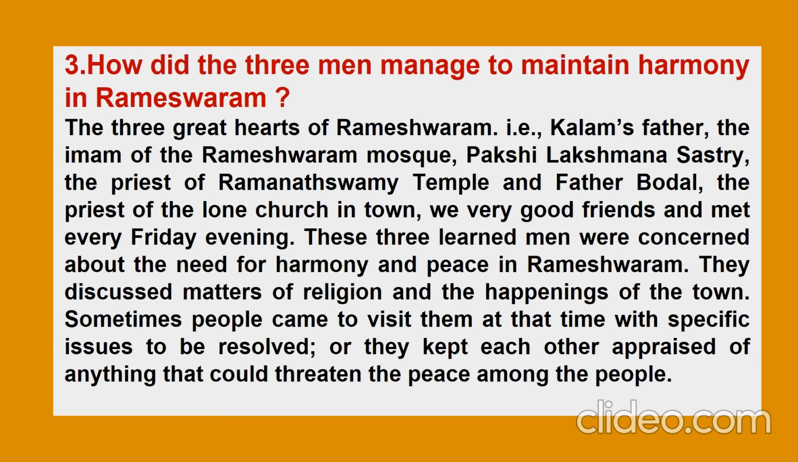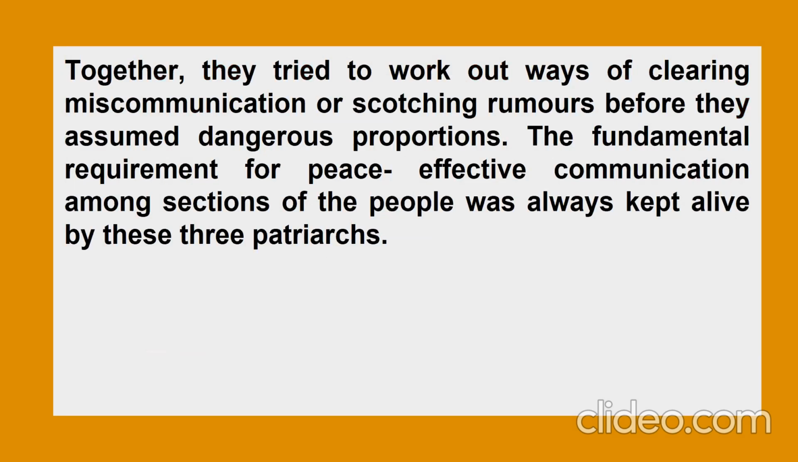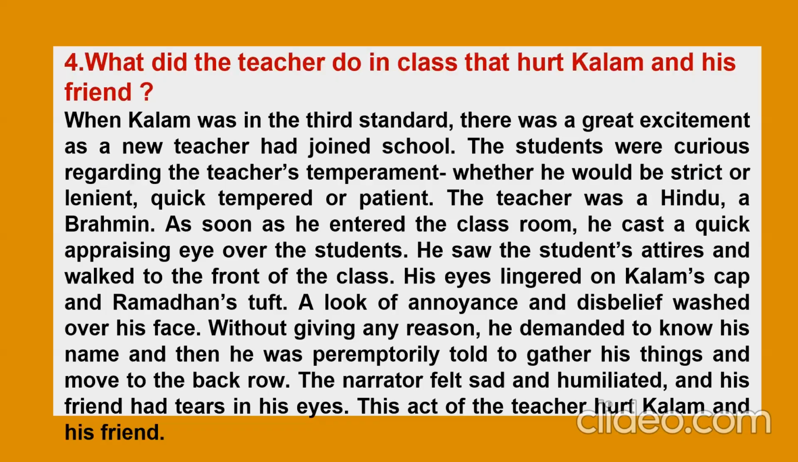Sometimes people came to visit them at that time with specific issues to be resolved, or they kept each other apprised of anything that could threaten the peace among the people. Together, they tried to work out ways of clearing miscommunication or scotching rumors before they assumed dangerous proportions. The fundamental requirement for peace, effective communication among sections of the people, was always kept alive by these three patriarchs. Now, the fourth question: what did the teacher do in the class that hurt Kalam and his friend?